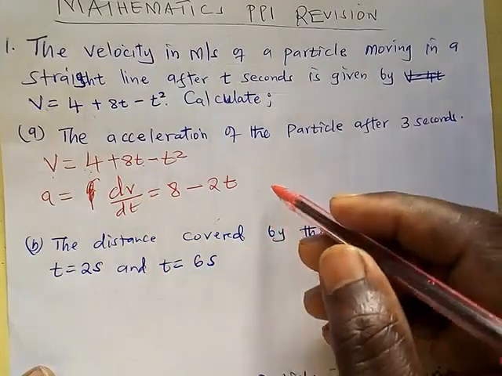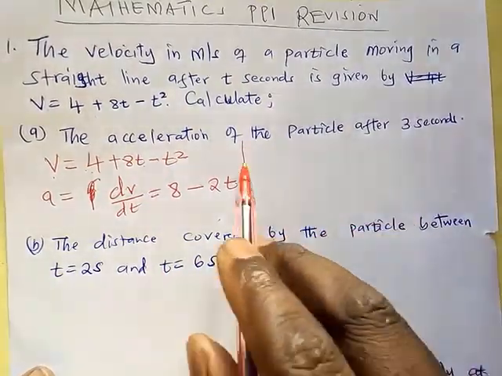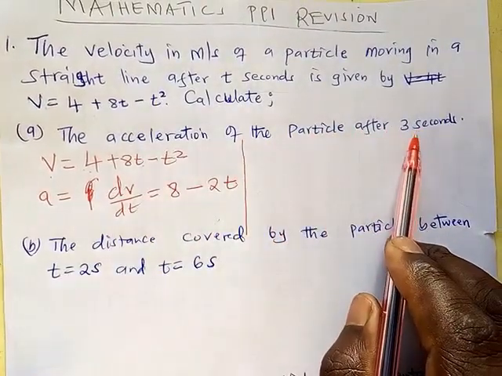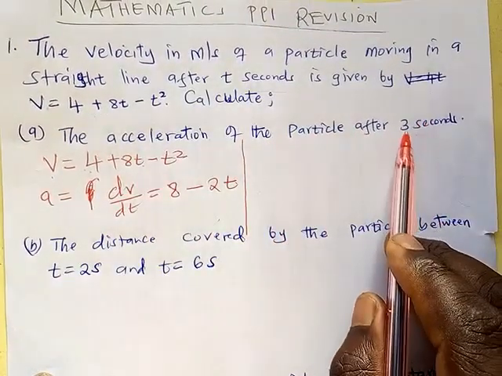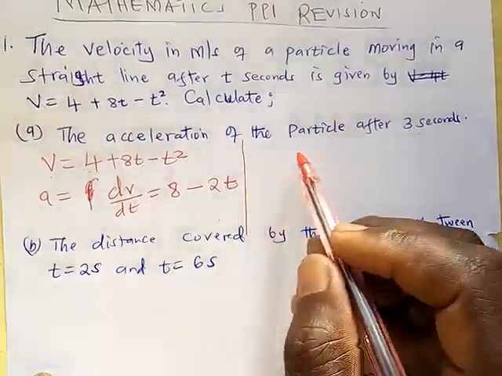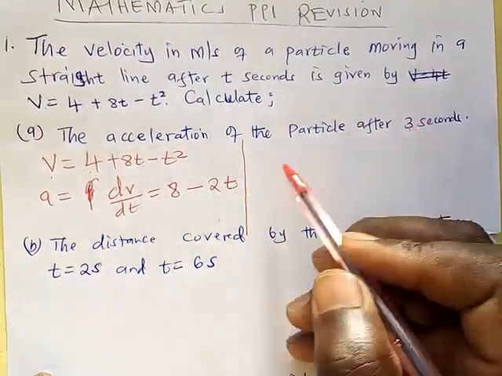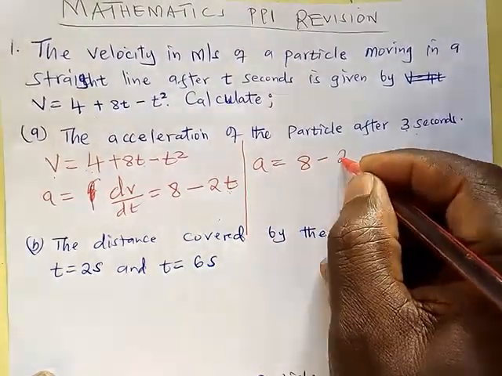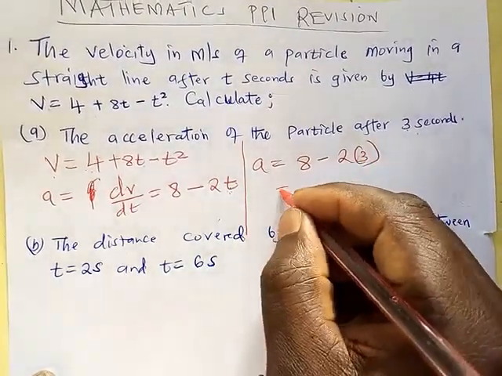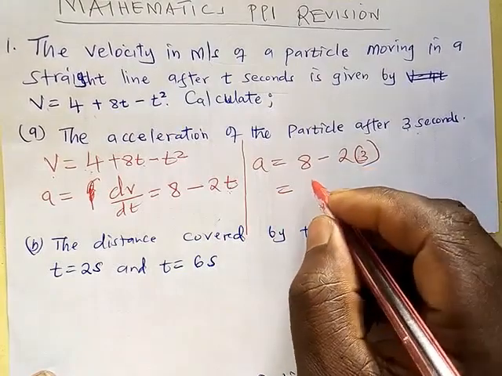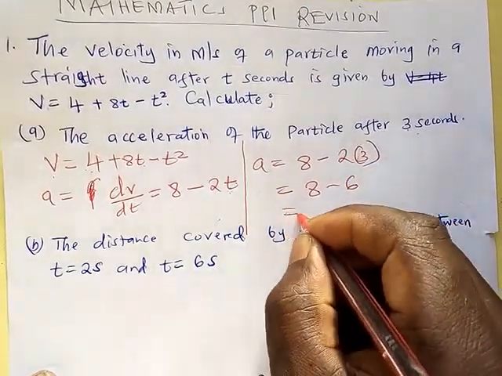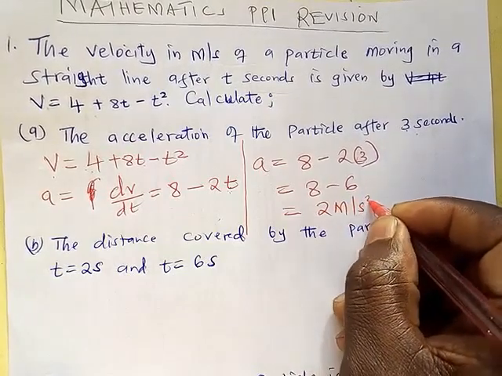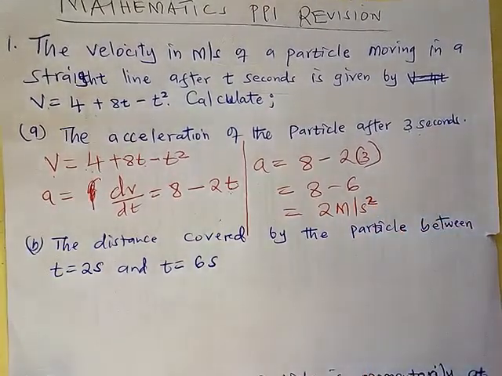I hope you know how to differentiate a function. But we are told to find the acceleration of the particle after 3 seconds. So where we have t, we are going to substitute with 3 because 3 is the time. So acceleration equal to 8 minus 2 into 3, which is 8 minus 6, the same as 2 meters per second square, and that is acceleration.